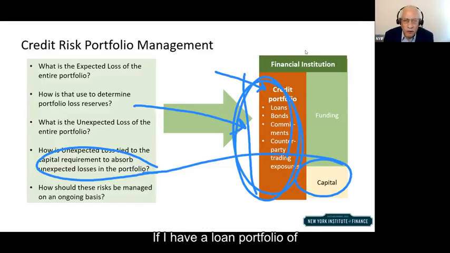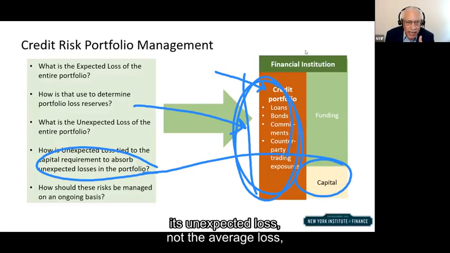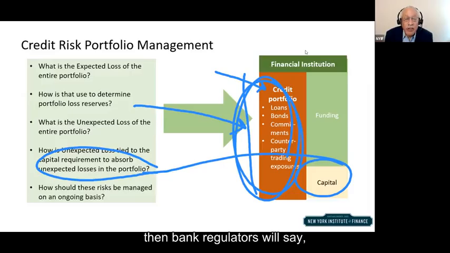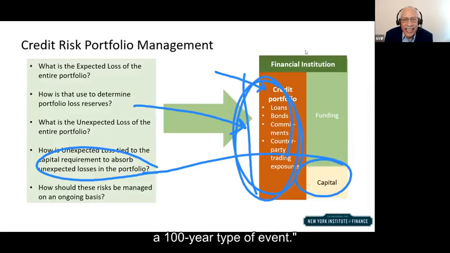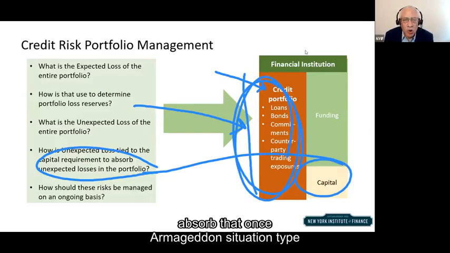So if I have a loan portfolio of $1 billion, and I say the worst case scenario, the unexpected loss, not the average loss, is a $100 million loss, then bank regulators will say you need $100 million to absorb that once in a 100-year type of event, a catastrophic type of loss. So this is what regulators want to see in terms of credit risk, and how we absorb that once-in-Armageddon situation type of loss on that balance sheet.